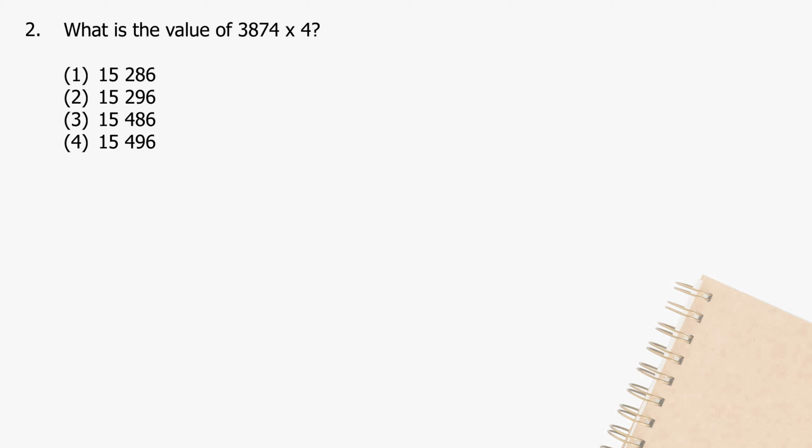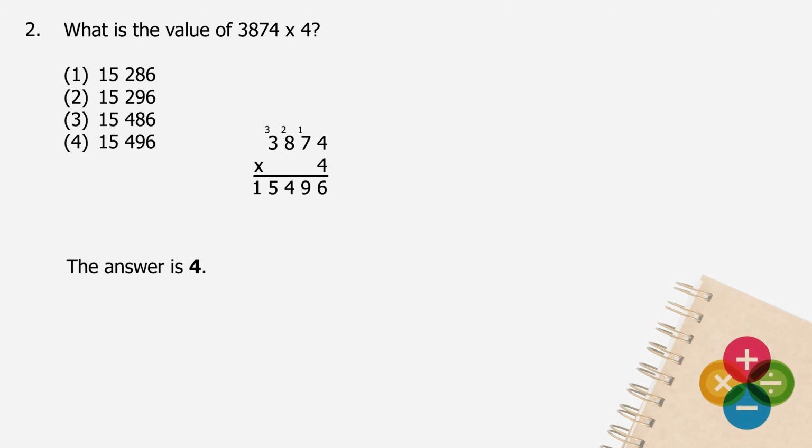Question 2. What is the value of 3,874 multiplied by 4? Multiply 3,874 by 4, and the product is 15,496. The answer is 4.